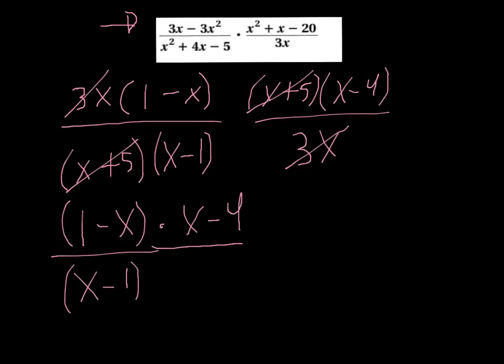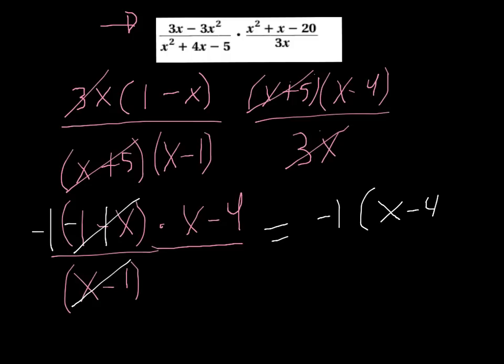But if you take a look at this first term here, it's very close to this. Everybody here is opposite. If we factored out a -1, that would make the 1 a negative and the x a positive. So -1 plus x is the same as x minus 1. So these now cancel out. And I'm left with a final answer of -1 times x minus 4, or negative x plus 4. Either one of those answers is perfectly acceptable.